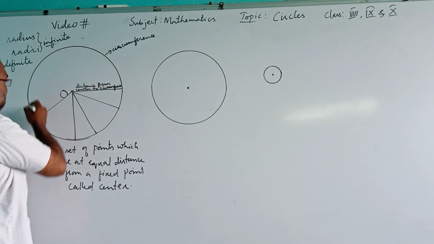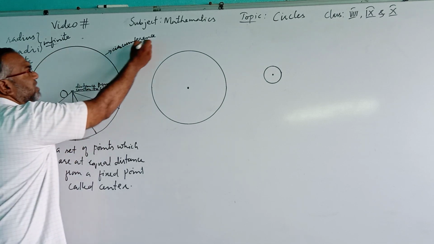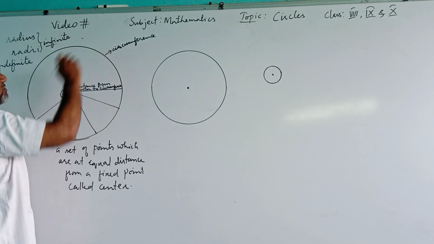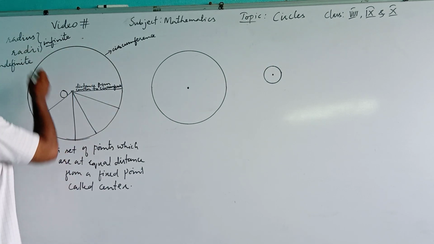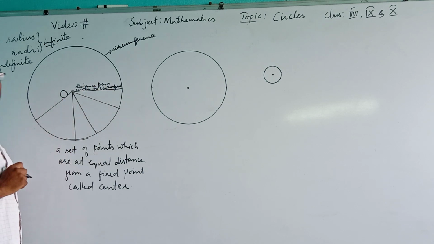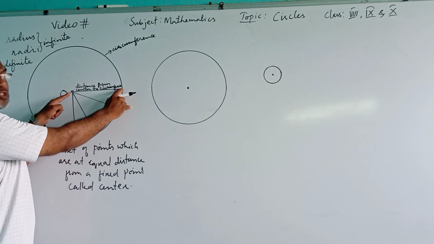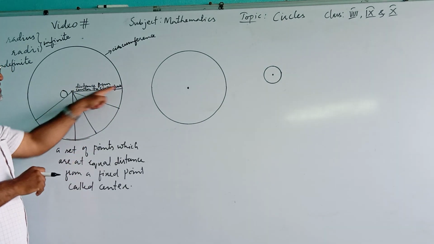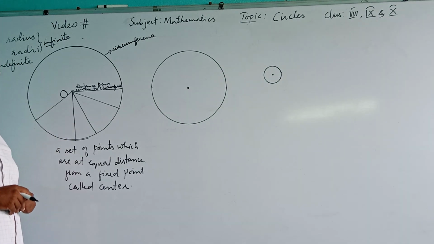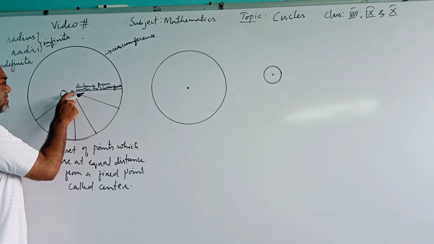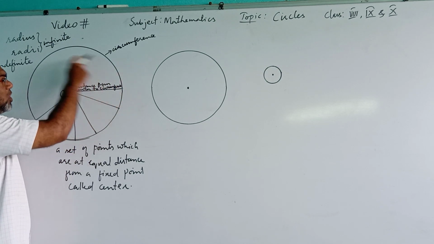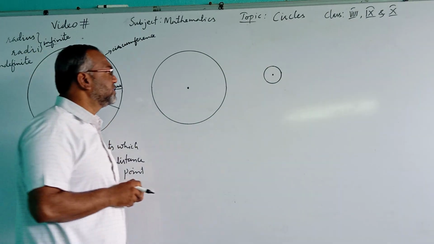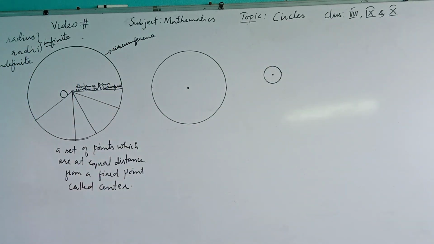We have seen that this boundary is called the circumference of the circle, or you can say the length of the boundary is the circumference. And then radius: the distance from center to the circumference. The line joining the center to any one point on the circle is the radius. You can define it this way also: a line joining the center to any one point on the circle is called radius, or the distance from center to circumference is also called radius.